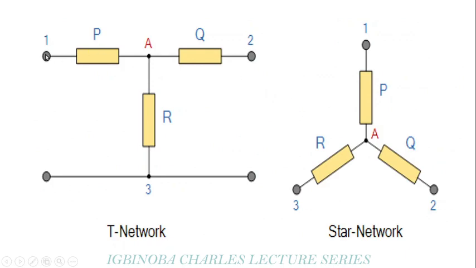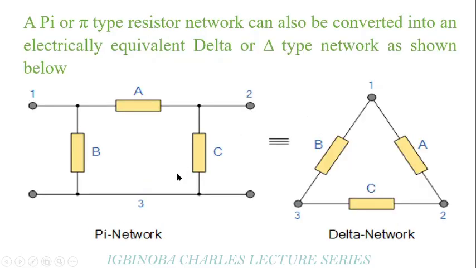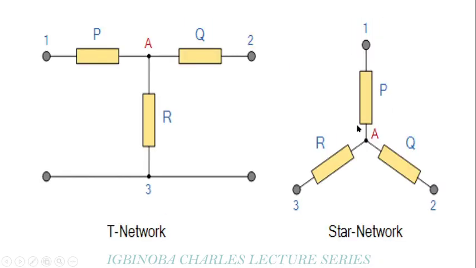All you need to do is just take this one, you swing it up, take this one, you swing it up, and you are already having what is here. So you see this one, you swing it up like this, and this is P and this is R. So you have transformed this T network into a star network. Also, you can transform a pi network into a delta network. So you see your C, you come to this point and just take it up, you are having this particular network. So if you have this type of network, you can easily convert a delta to a star and a star network to a delta.